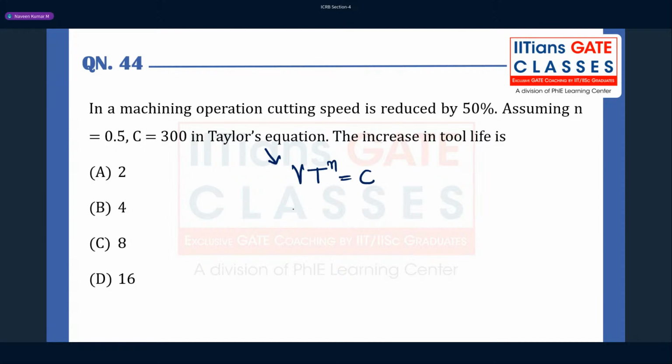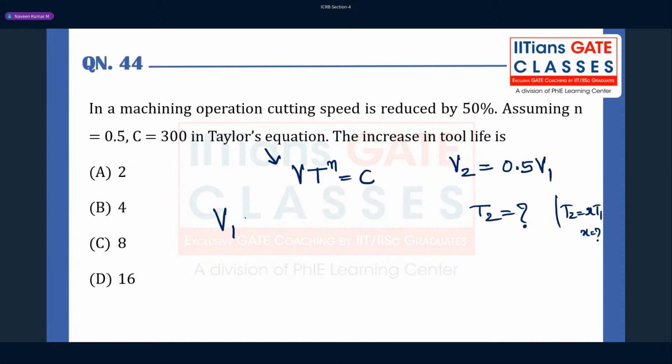C is given, n is given, and they are saying two conditions: cutting speed reduced by 50%. So in case one, something V1, cutting speed has been reduced by 50%, in the sense 0.5 of V1, and they're asking what is T2, the increase in tool life. What is T2? Or maybe T2 by T1, something like that they're asking. Or maybe they're asking some x into T1, and what is the value of x? Something like that. Okay, so let's do this.